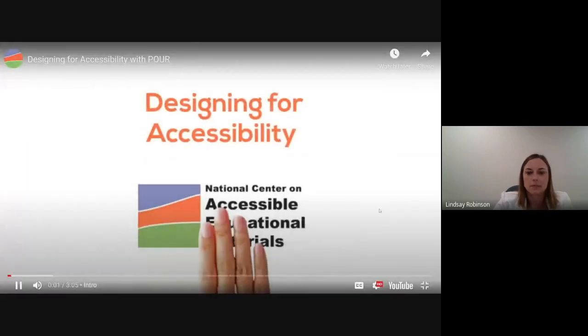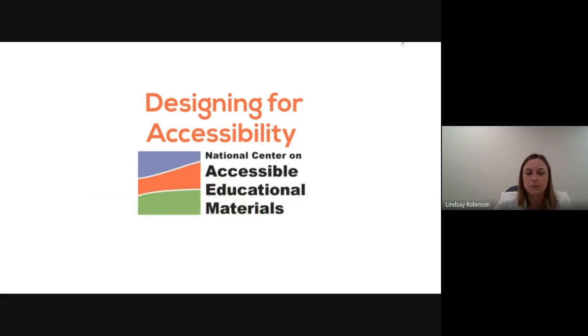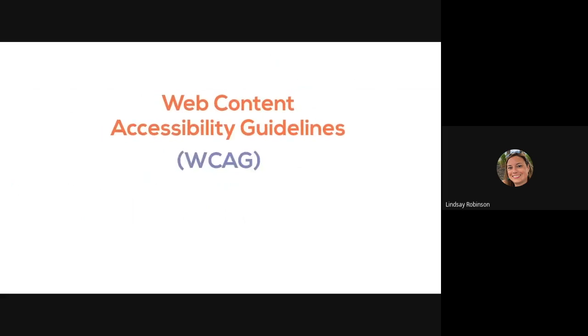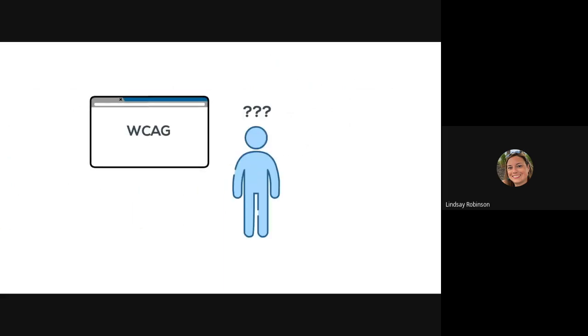Welcome to Designing for Accessibility from the National Center on Accessible Educational Materials. Many of the authoring tools available to educators now include options for adding accessibility into the content creation workflow. And standards such as the Web Content Accessibility Guidelines provide guidance for how to do so. However, these guidelines often include technical language that can be confusing to even veteran developers. Fortunately, a set of simpler principles, as captured by the acronym POUR, provide a better starting point.